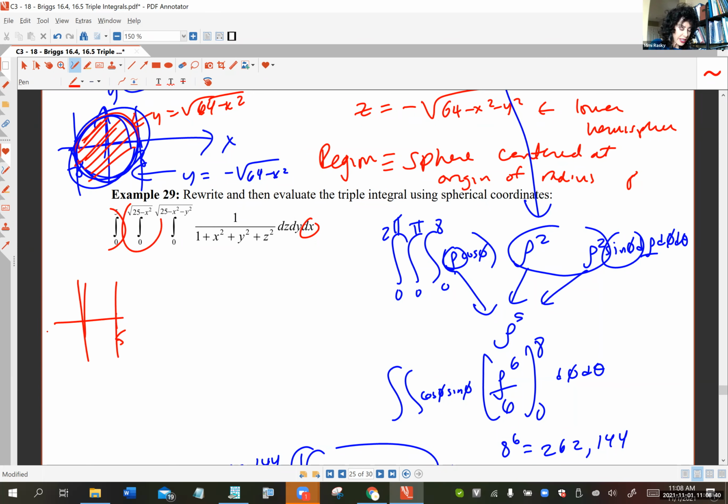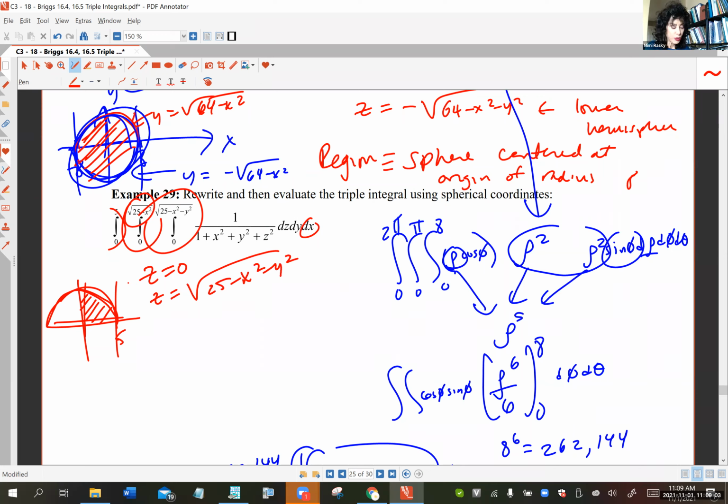Y is going between 0 and the upper semicircle. And so it looks like you're staying in the first quadrant for the region if you're looking at the trace it's making in the xy plane. And z is going between z equals 0 and z equals the square root of 25 minus x squared minus y squared. And this tells us it's an upper hemisphere centered at the origin of radius 5.